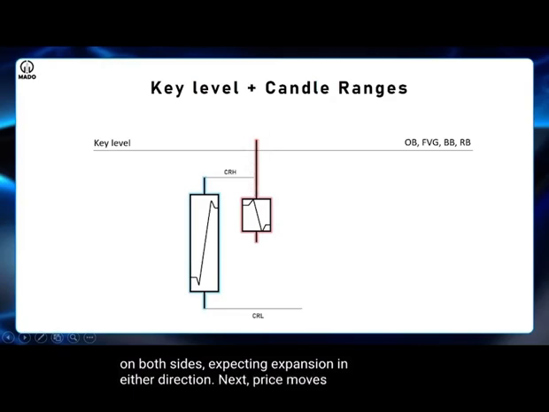Next, price moves up and purges the CRT high. In doing so, it clears buy-side liquidity and taps directly into the key level, and then rejects from that key level and closes back inside the range. At this point, the manipulation phase is complete. One side of liquidity has been cleared and rejection from the key level has been confirmed.